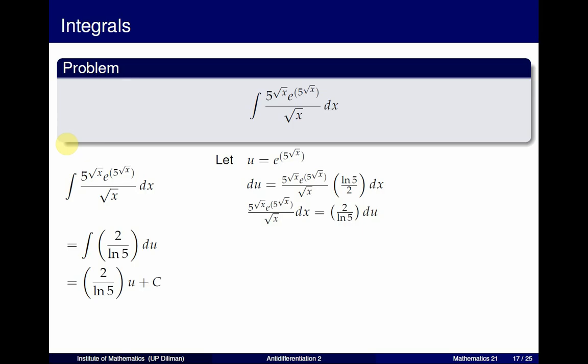And of course, as with the previous problems, what is our final step? That's right. We will have to substitute back into the variable x using the substitution rule. So our final answer will be 2 over ln of 5 times e raised to 5 raised to square root of x plus c. Let's take a moment to digest the solution.